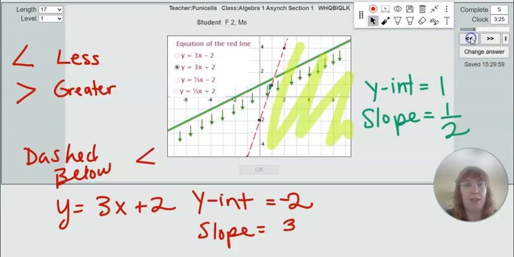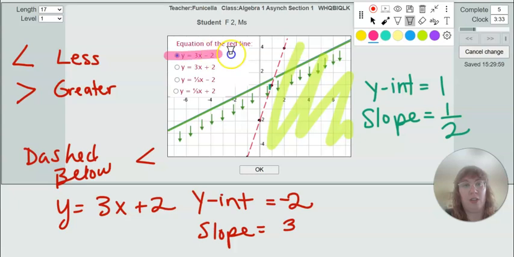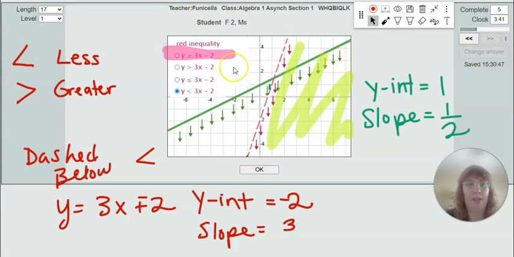Oh, hold on. Let me go back to the last problem. I'm going to change my answer. This was a minus 2, y'all. Make sure to go back to that last one and change your answer. I wrote it wrong. It was a negative 2. Okay. And then hit OK. Okay, so here we are now. So this is y is less than 3x minus 2. That's correct for this one.